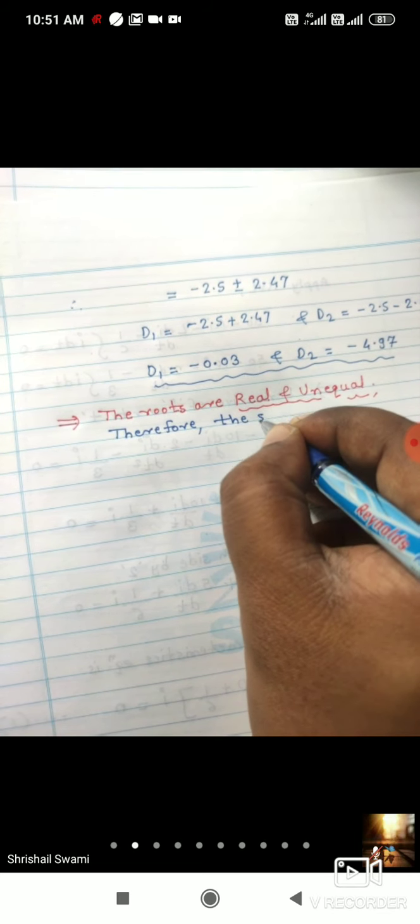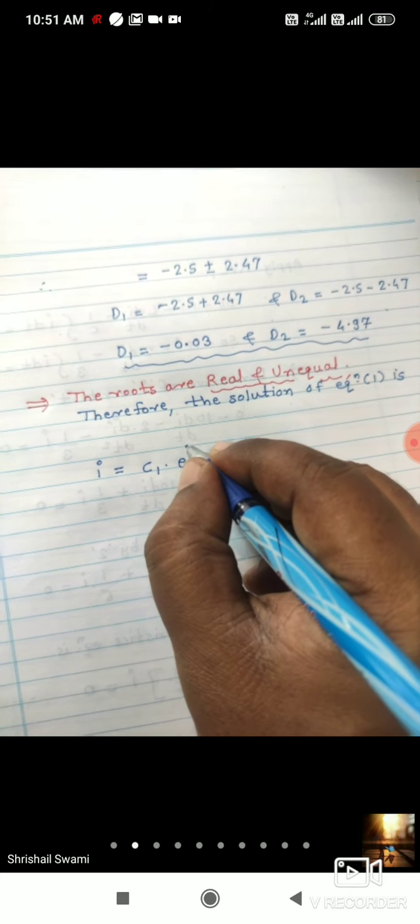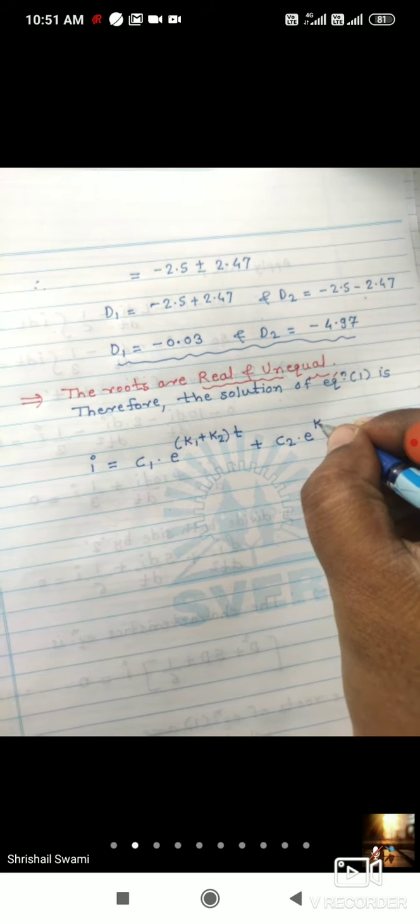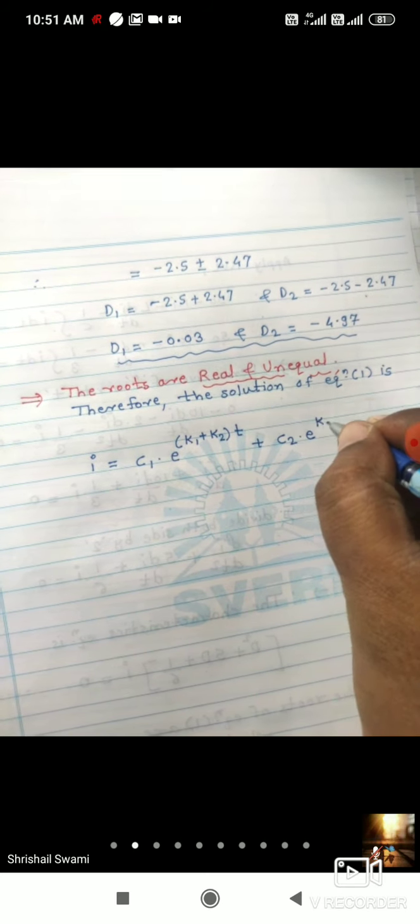the solution of equation 1 is, so what is the solution equation? I is equal to C1 into e raised to K1 plus K2 into T, plus C2 into e raised to K1 minus K2 into T.